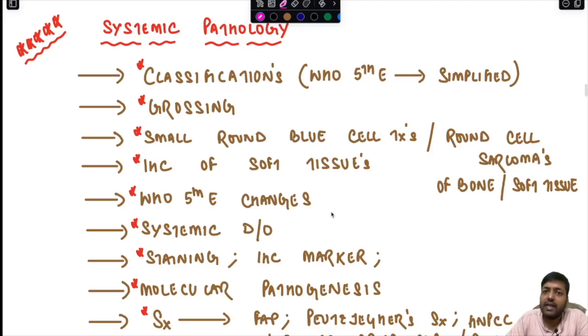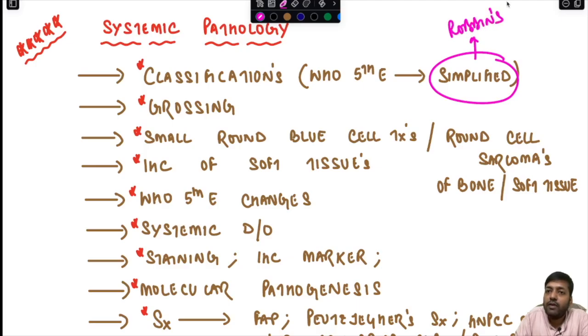And this is very easy. Now remember, the WHO 5th edition classification in toto you don't have to remember. Simplified versions are given in Robbins, and I have also discussed them in my lectures. So always remember the basics, because you will not be able to remember each and everything from the WHO 5th edition classification. So broad headings have to be remembered. Robbins is the best to remember. At least you will be able to write something if you remember, and classifications will come.